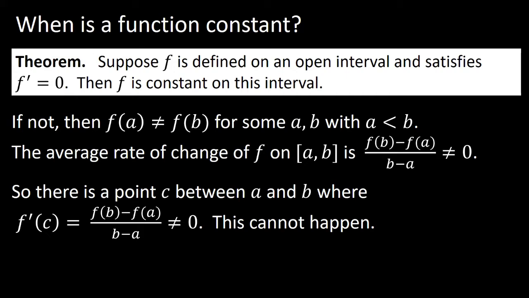Well, wait a minute. No, that can't happen. We said f prime is 0. So this cannot happen. So it definitely cannot happen for a function whose derivative is 0 that it would have different values at 2 points. Can't happen. So that means that the function has to have the same value at every point of the interval.